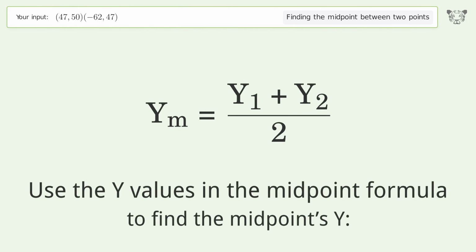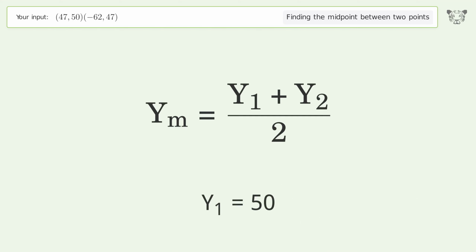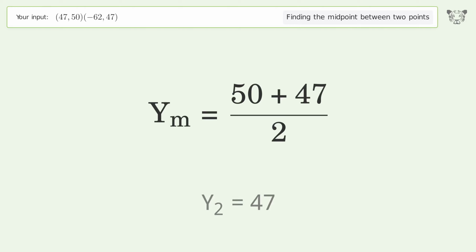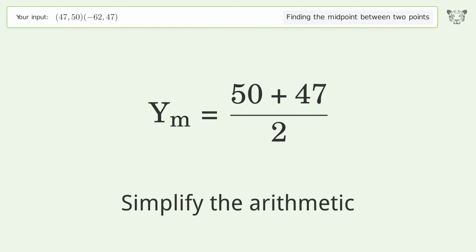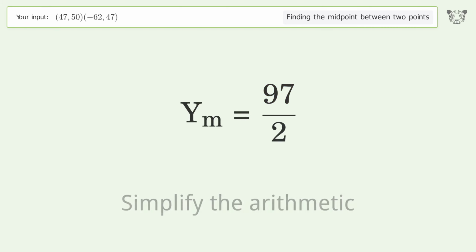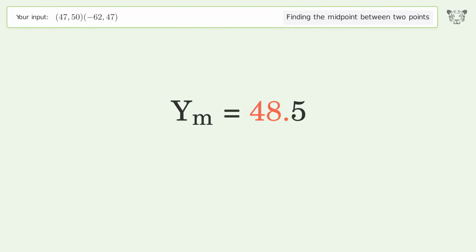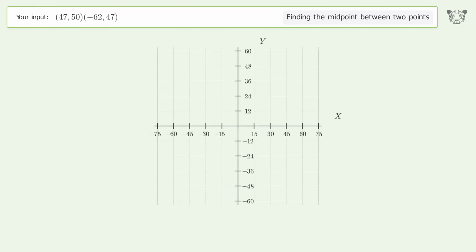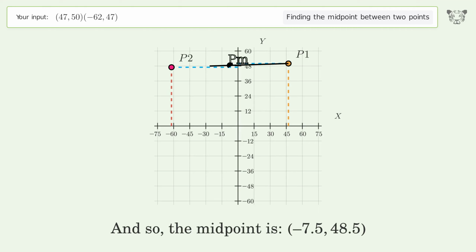Use the y values in the midpoint formula to find the midpoint's y. y1 equals 50. y2 equals 47. Simplify the arithmetic. And so, the midpoint is -7.5, 48.5.